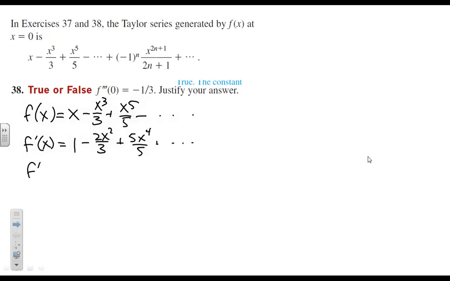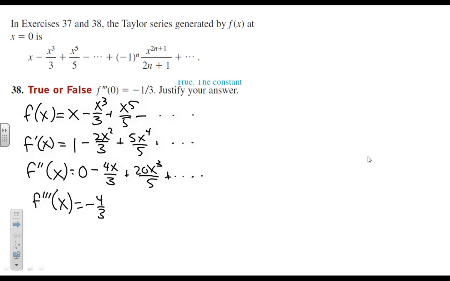Well, what if I take the second derivative? Well, the constant term is going to go away. This term is going to turn into negative 4x over 3. This term is going to turn into 20x cubed over 5 plus dot dot dot. And then the third derivative is going to be the derivative of the first term, which is negative 4/3. The derivative could be 60x squared over 5, and so forth.